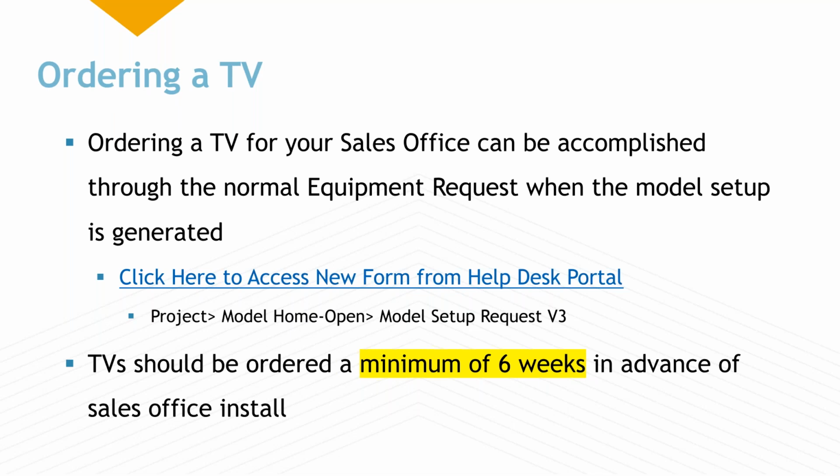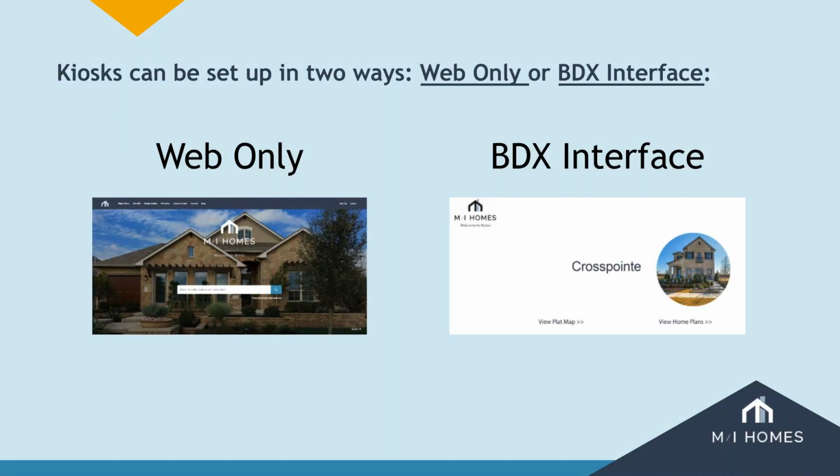So TV should be ordered, and I've highlighted here, a minimum of 6 weeks in advance. They do take a little bit of time to get shipped to where they need to be. So make sure you're on your timelines for setting up your sales offices, that you have that at 6 weeks out from when you plan to open your sales office.